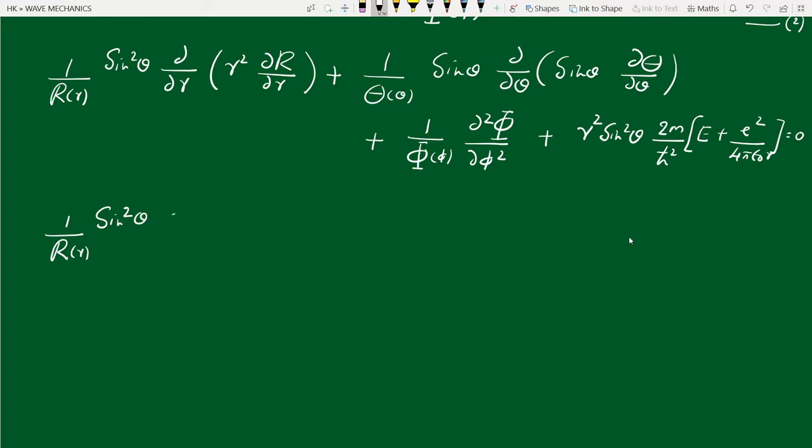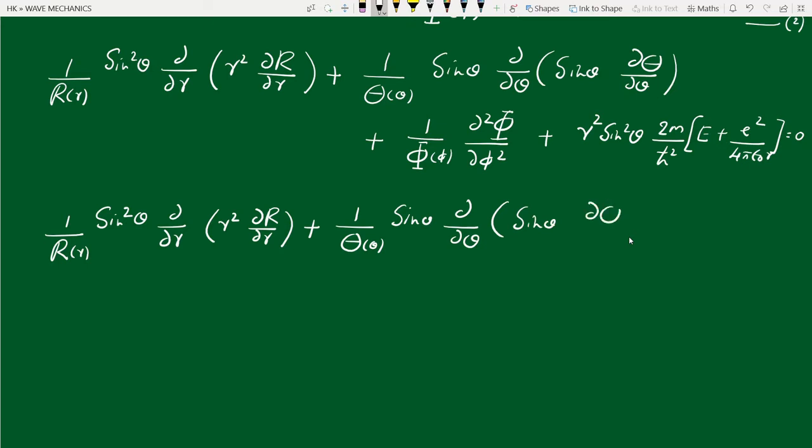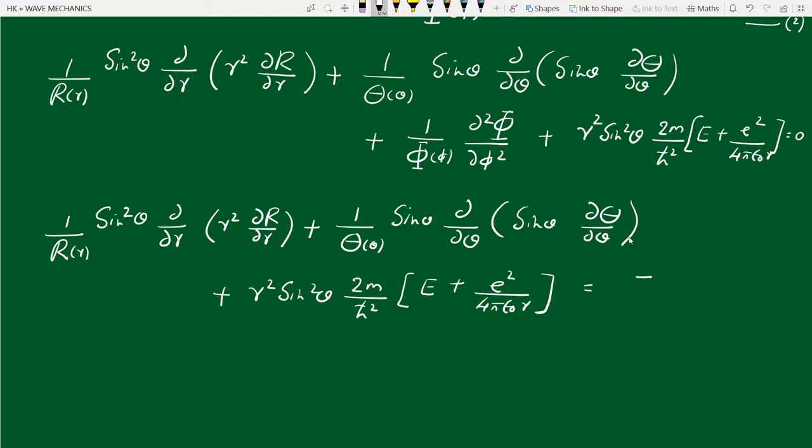So sine square theta, 1 by R, ∂/∂r of r square ∂R/∂r, plus the second term, 1 by Θ, sine theta ∂/∂θ of sine theta ∂Θ/∂θ. Now I am writing the fourth term, r square sine square theta, 2m by h cross square, times E minus V. Equals, I am taking this φ term to the right. So we have minus 1 by Φ, ∂ square by ∂φ square of capital Φ.